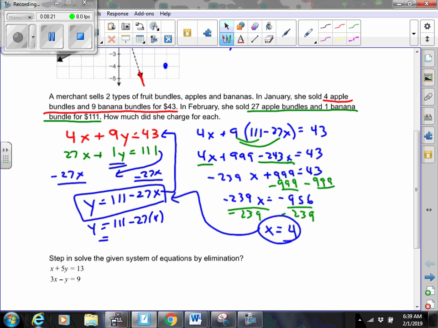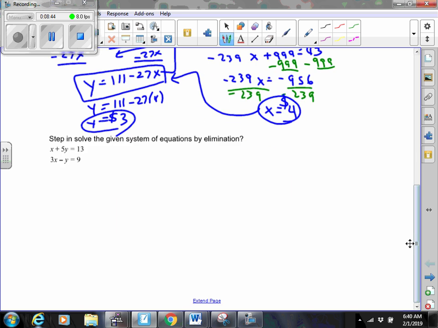111 subtract 27 times 4 is 3, which tells me x is 4, which was my apples, so they sold for $4 is how much you sold the apples for, and your bananas you sold for $3.